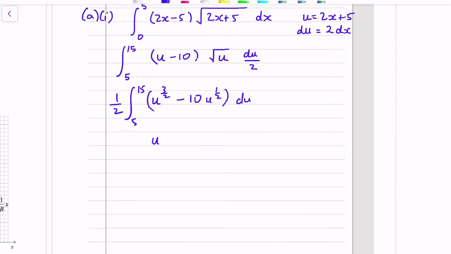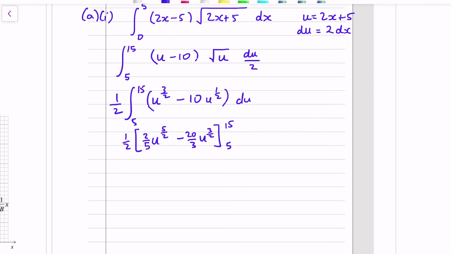u to the 5 over 2 divided by 5 over 2, so 2/5, and u to the half goes up to u to the 3 over 2, and we're dividing by 3 over 2 or timesing by 2/3. The 2/3 will go with the 10 to make 20 over 3. And then we sub in 15 and sub in 5.